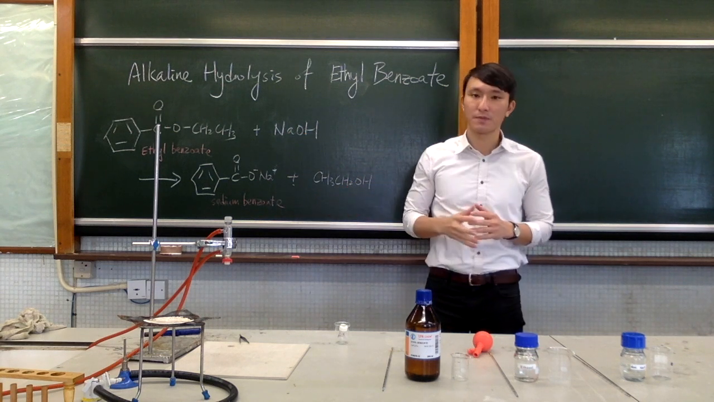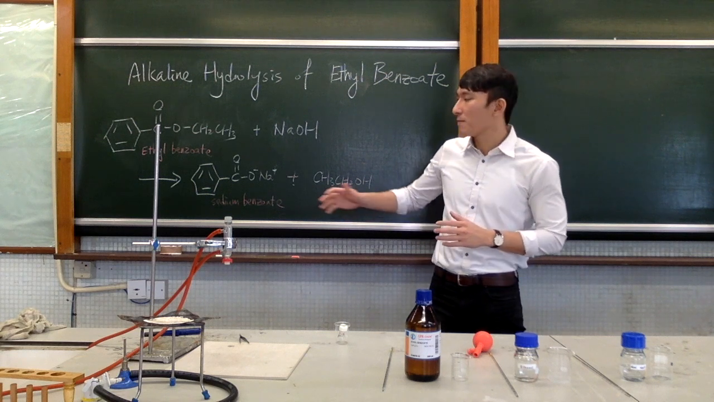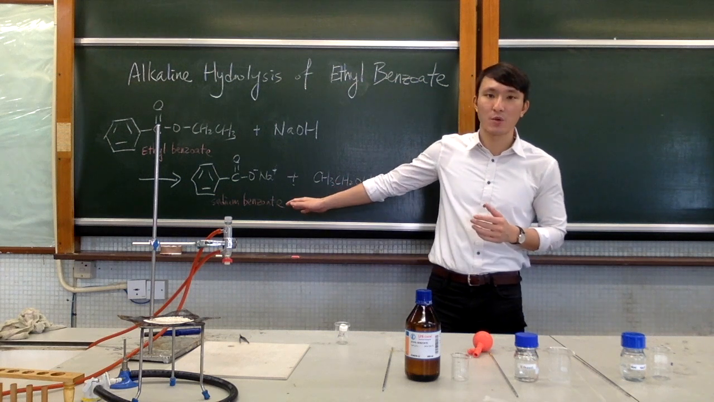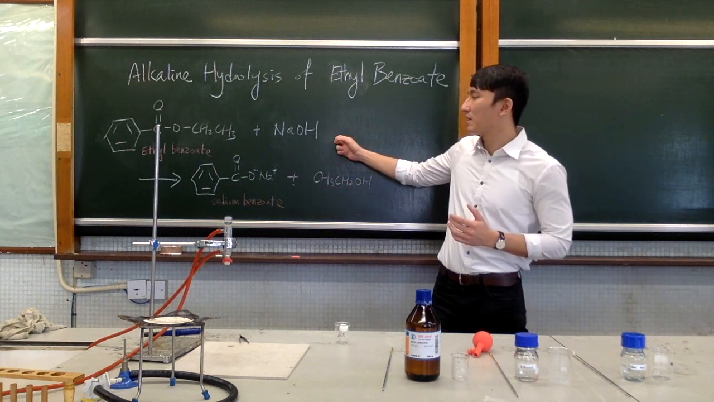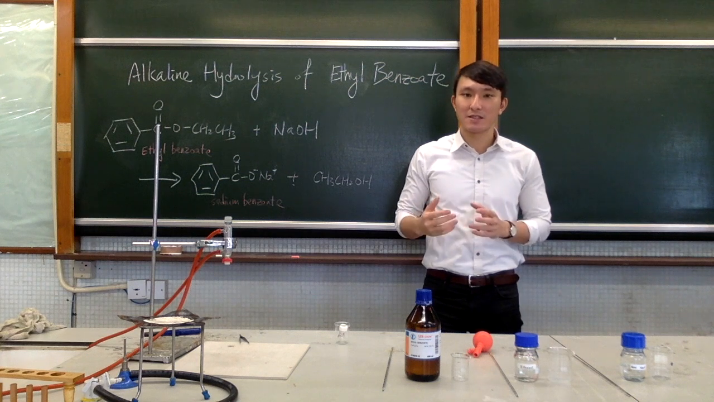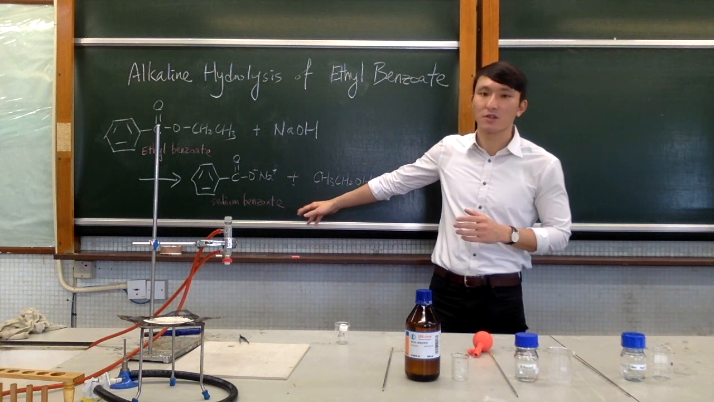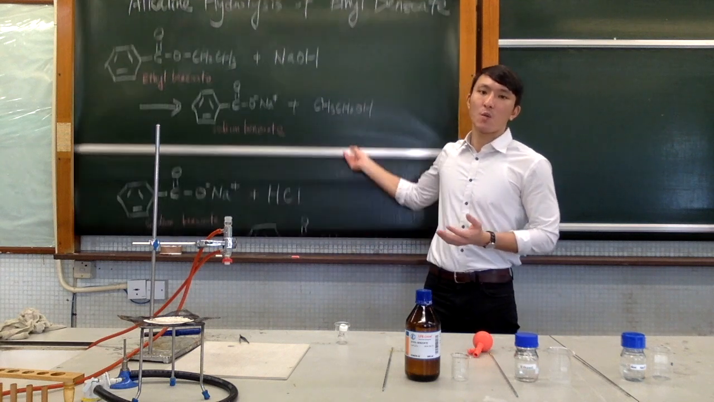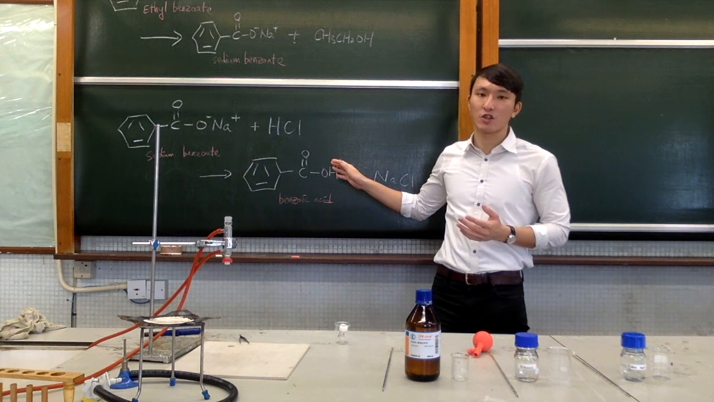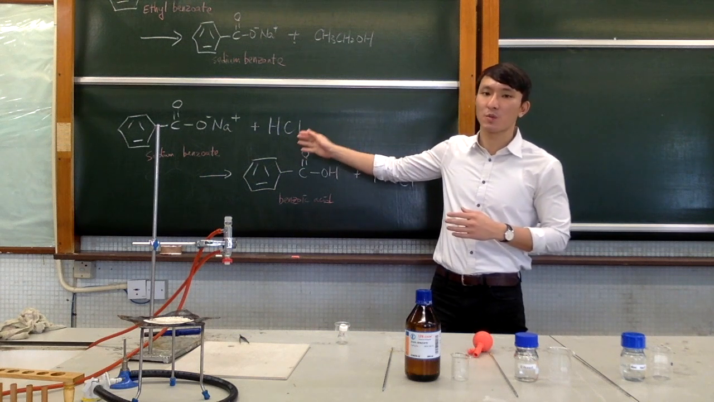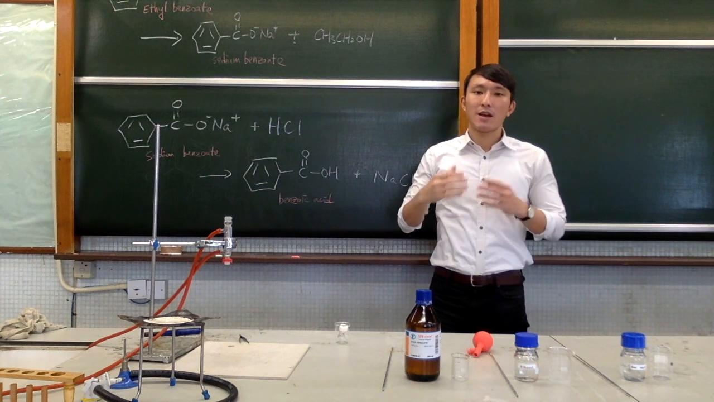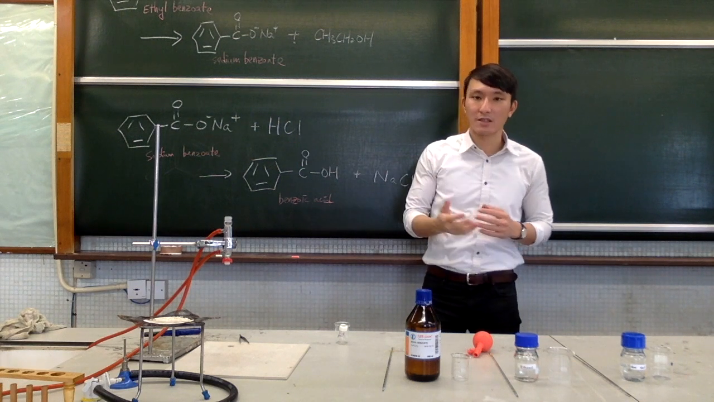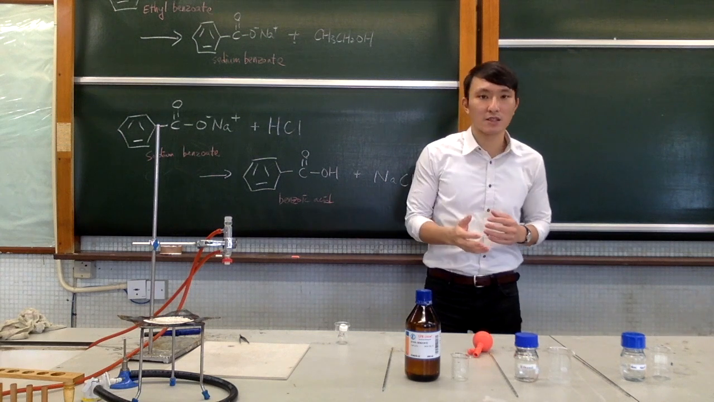and ethanol. Now you notice that we are not making benzoic acid directly. Instead, we are making the sodium benzoate. This is because in alkaline medium, benzoic acid exists as the carboxylate salt, the sodium benzoate. Therefore, after we perform this reaction, we are actually going to perform another reaction where we will treat the product with hydrochloric acid, and during this process, the benzoate ion will be converted back to benzoic acid, and this is our target product.